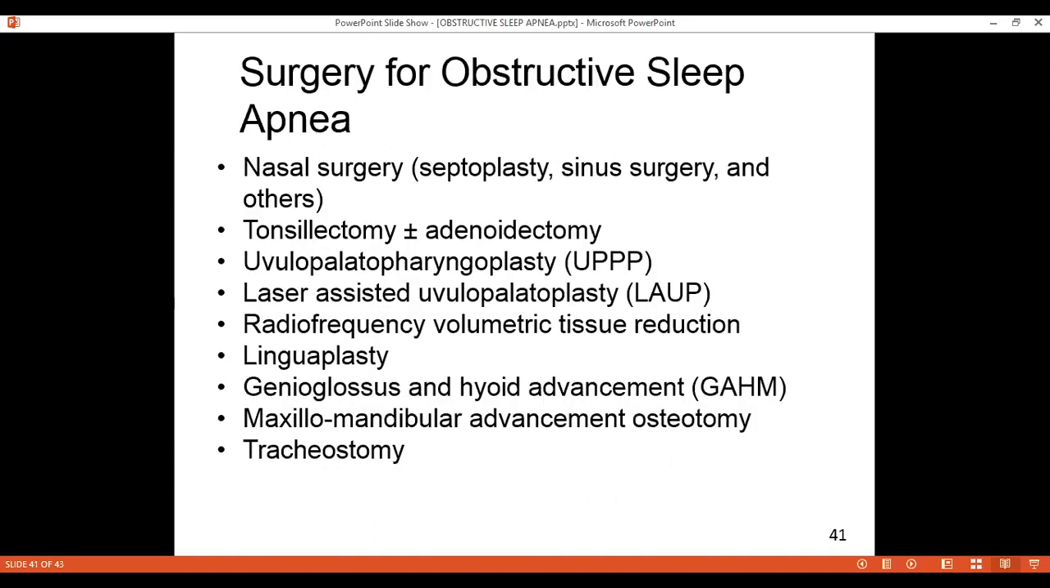Surgery for obstructive sleep apnea includes nasal surgery, which is septoplasty, sinus surgery, tonsillectomy or adenoidectomy, uvulopalatopharyngoplasty, laser-assisted uvulopalatoplasty, radiofrequency volumetric tissue reduction, linguoplasty, genioglossus and hyoid advancement, maxillomandibular advancement osteotomy, and tracheostomy.